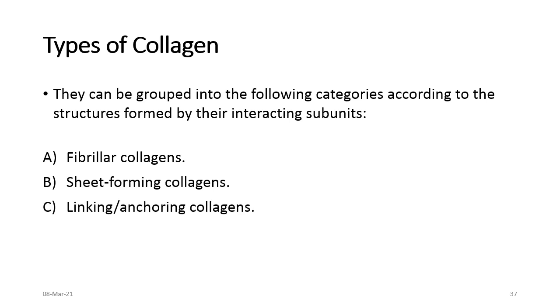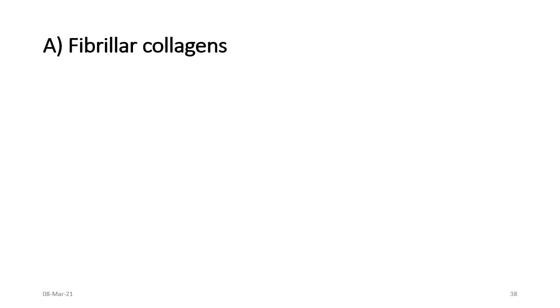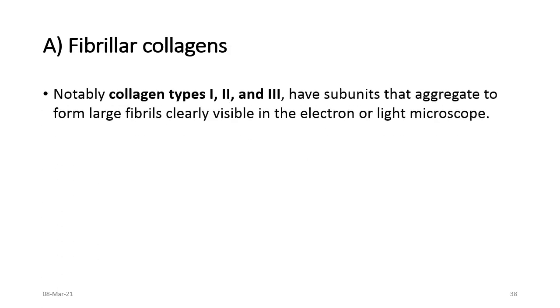وفي النوع الثالث أو الكاتيجوري الثالث بيعمل لنا لينكينج كولاجينز، وهم دي مهمتهم الربط بين حاجتين أنكر كولاجينز. تمام. هنناقش كل واحد منهم. نبدأ بالأول فيبريلر كولاجينز اللي هم دي notably collagens type 1, 2 and 3. تمام. they have subunits 1 and 2 and 3. دي اللي بيعملوا الفيبريلر كولاجين اللي هو الليفي أو الألياف.